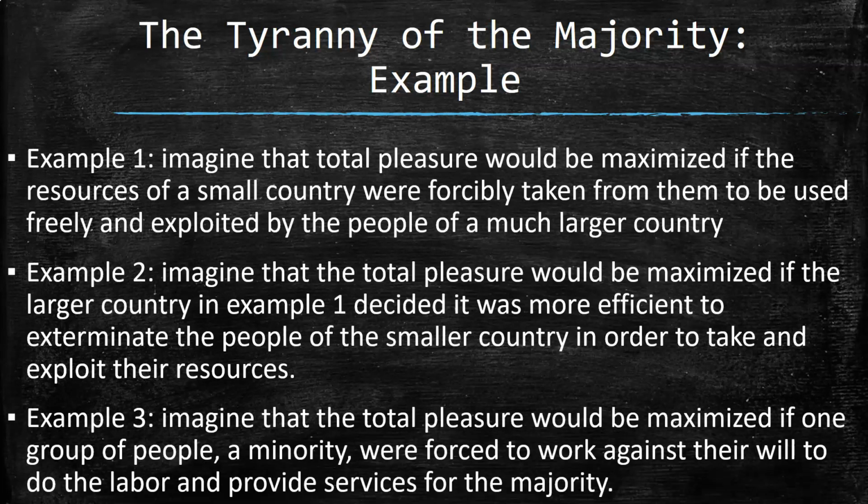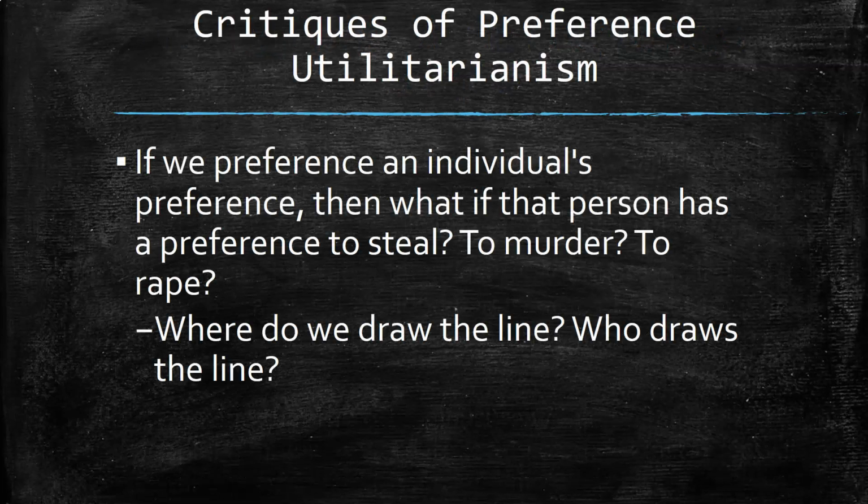Here's another example from a U.S. perspective. Imagine that total pleasure would be maximized if one group of people, a minority of people, were forced to work against their will and do labor and provide services for the majority. In other words, it would create more happiness for the majority of people if we enslave another group of people and make them do the work. It's better economically. It's better for us, because now we don't have to do the work, and we can focus on, let's say Group A. Group A can now focus on art and all these other things, because Group B, who we've enslaved, is doing all the labor. That's slavery, right? Is that morally permissible? Most would argue no. But under utilitarianism, it creates greater happiness for the majority of people. Then sure, slavery is fine. Again, think about whether or not you'd be okay with that sort of idea.